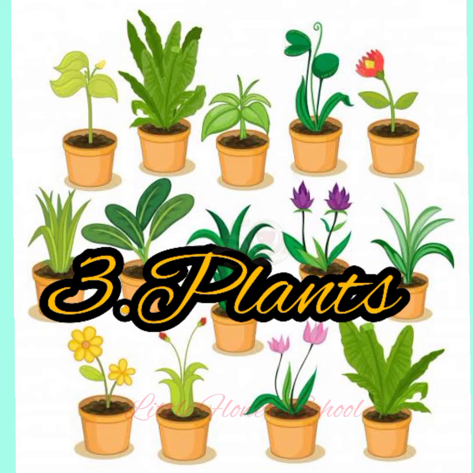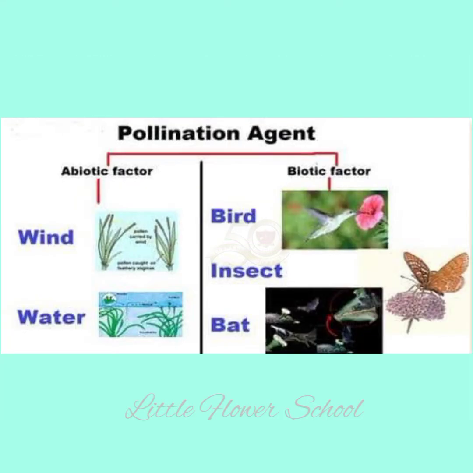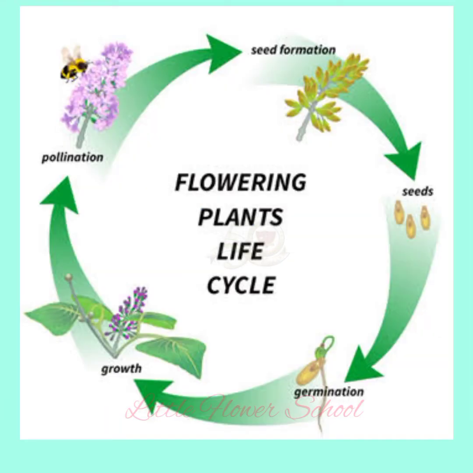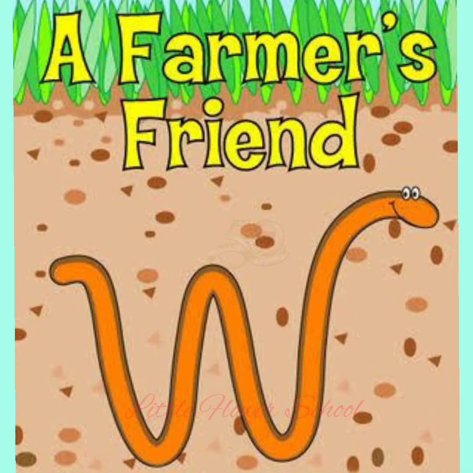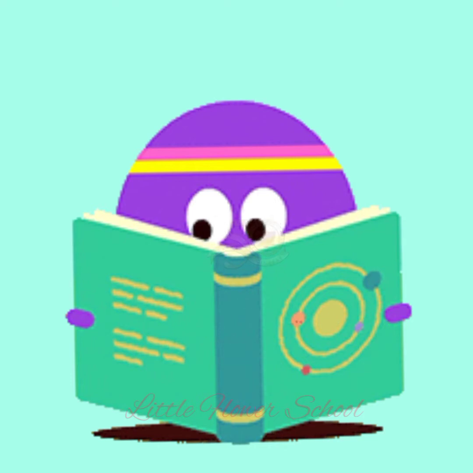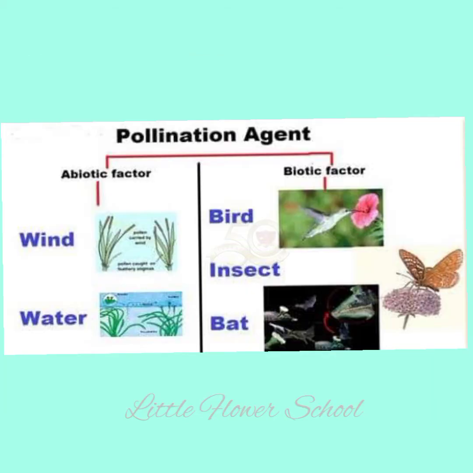Lesson number 3, plants. In this lesson, we'll be studying about the types of pollination and the agents of pollination, and we'll learn about the life cycle of flowering plants and also about the different types of soil and the farmer's friend. Children, do you know about the farmer's friend? Yeah, honeybee and earthworm are called farmer's friends. In this video, we'll learn about the introduction part and about the types of pollination and the agents of pollination.